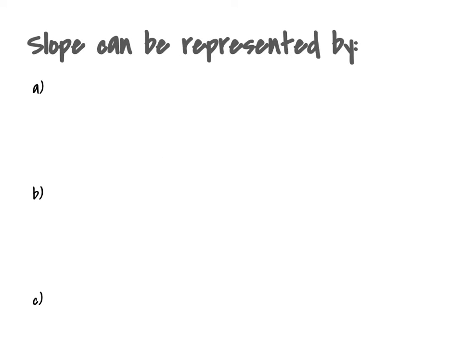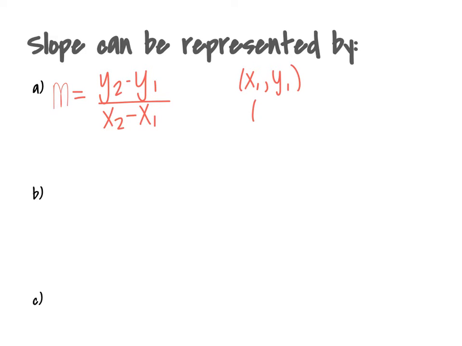Slope can be represented in many ways. The first one is the equation: m equals y2 minus y1 over x2 minus x1, where x1, y1 is an ordered pair, and x2, y2 is another ordered pair.